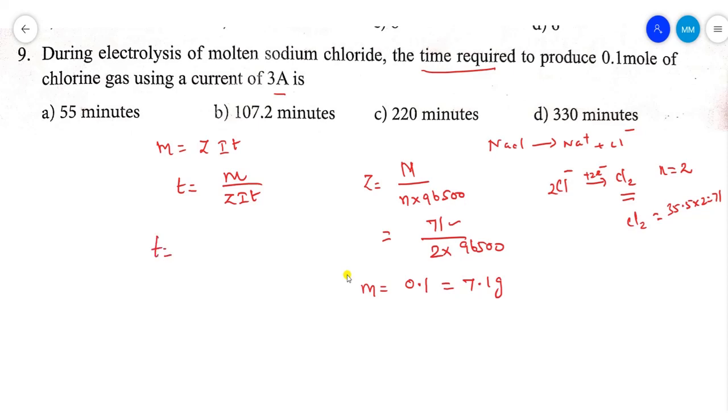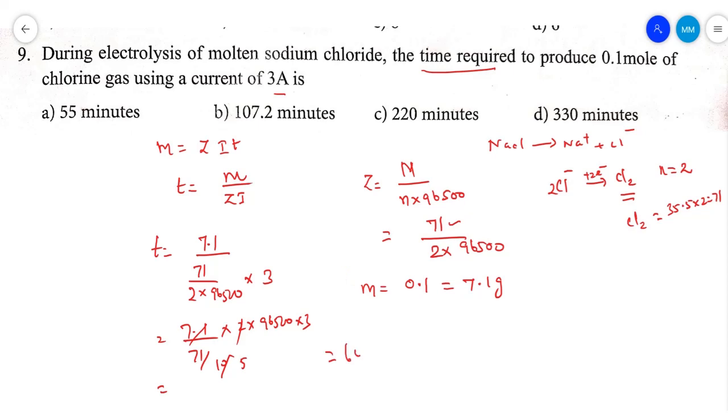So t is equal to, the mass is 7.1, and instead of Z you can write 71 divided by 2 into 96,500, and the I value here is 3 ampere. So 7.1 divided by 71, here 2 into 96,500 into 3. By solving this, you will get 10 here, and here you get 5. Finally, you get 6433 seconds. This is equal to 107.2 minutes. Our answer is B.